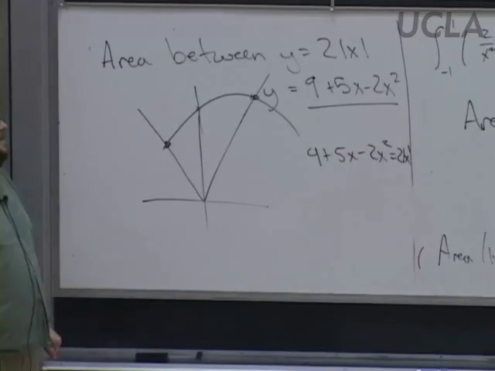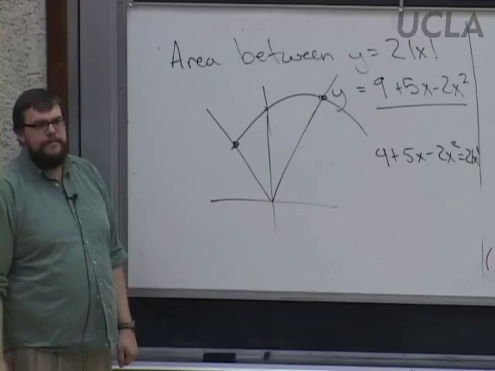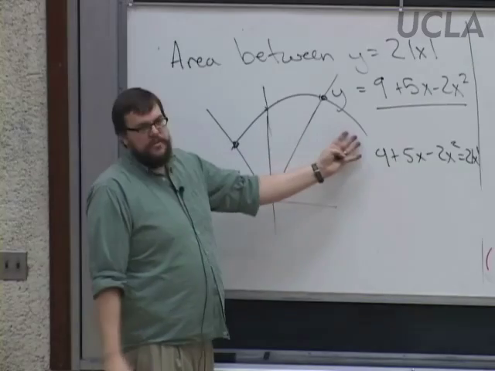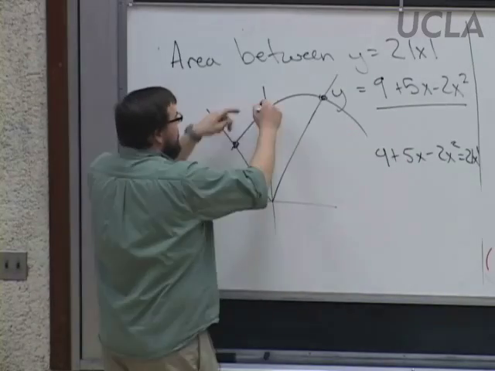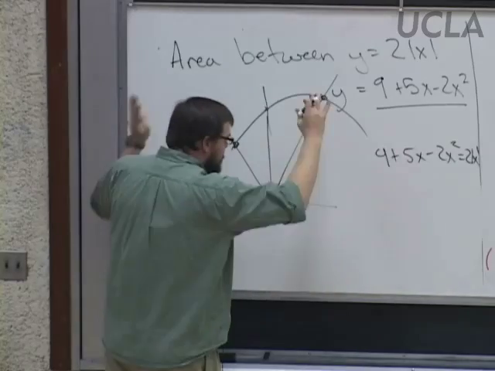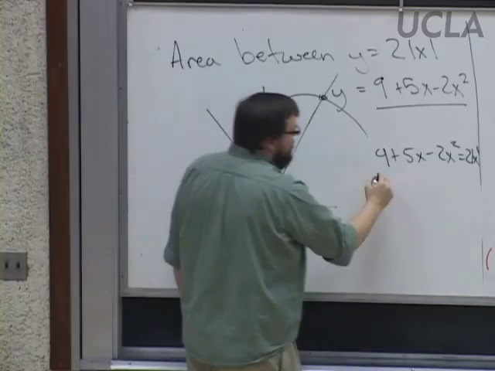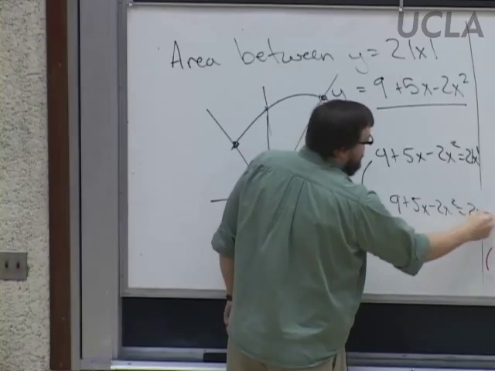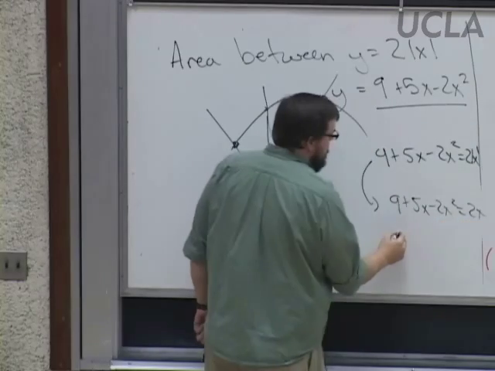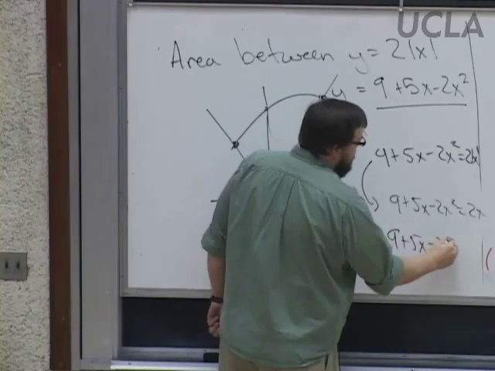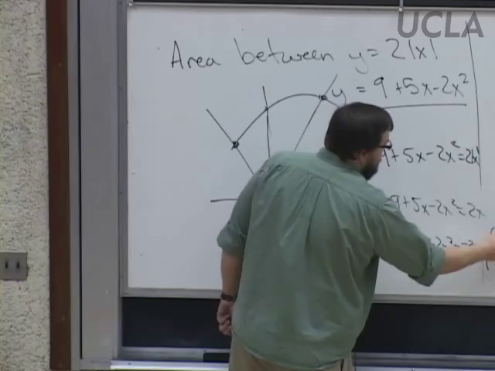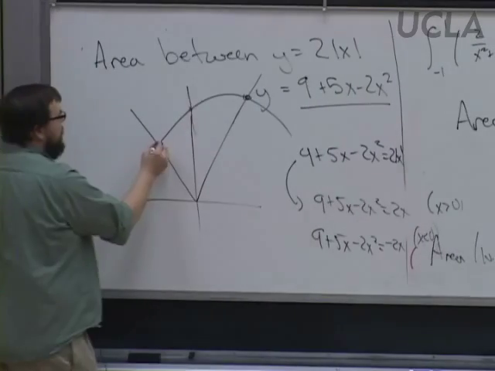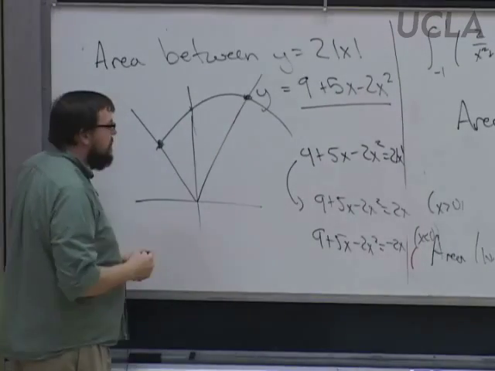Well, we kind of have an idea. We know that there is a solution over here for x bigger than 0, because it has to go through here and it has to go down. So it has to intersect somewhere. So really, it's going to break into two problems. 9 plus 5x minus 2x squared equals 2x, and this will help us find the x greater than 0 intersection. And 9 plus 5x minus 2x squared equals negative 2x, and this will help us find the x less than 0 intersection. So we actually have to do two problems to figure out the intersection points. And we'll find these. Okay, now we found the intersection points.